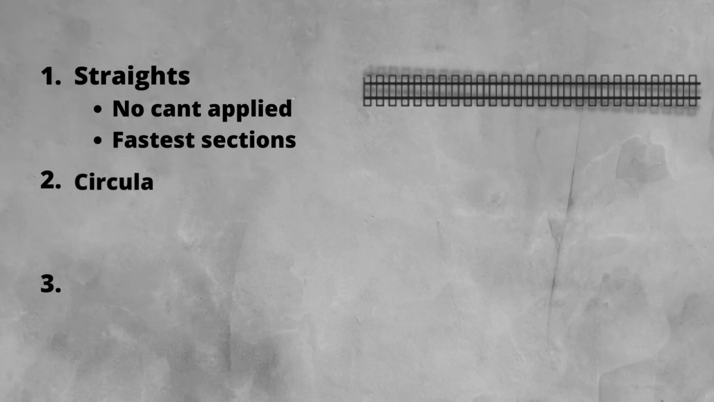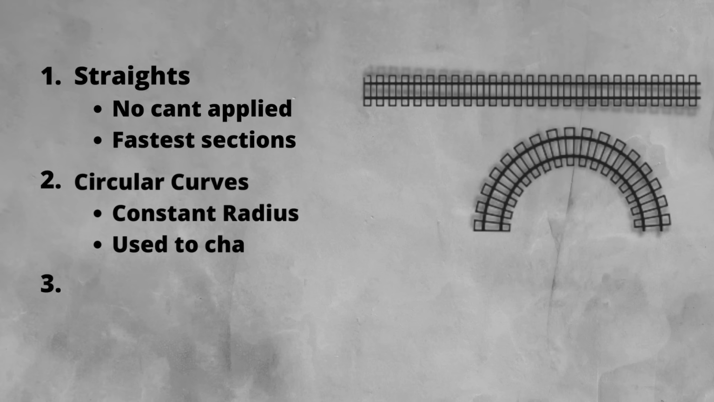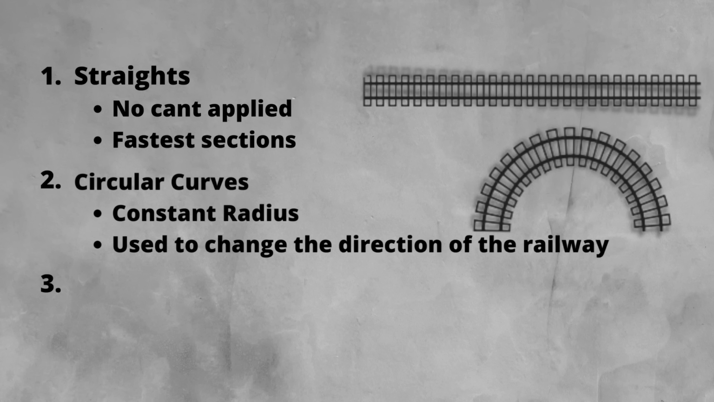Next up is circular curves. These curves have a constant radius along the length of their arc. Curves are used to change the direction of the railway. They can vary from tight radius, short curves in built-up suburban areas, to long, larger radius curves on high-speed lines.